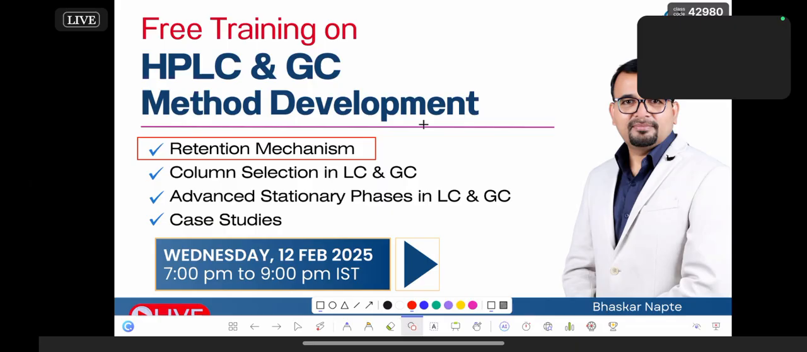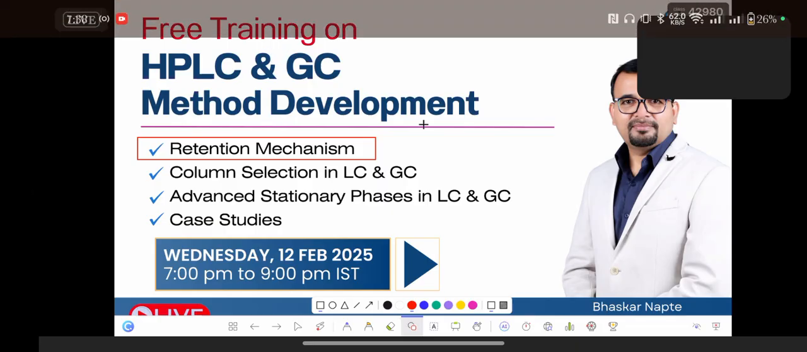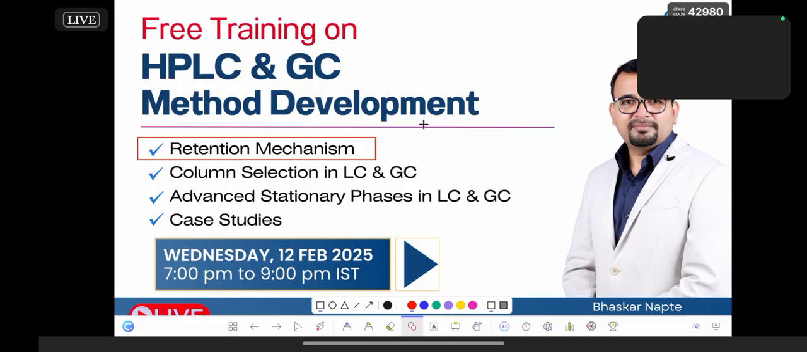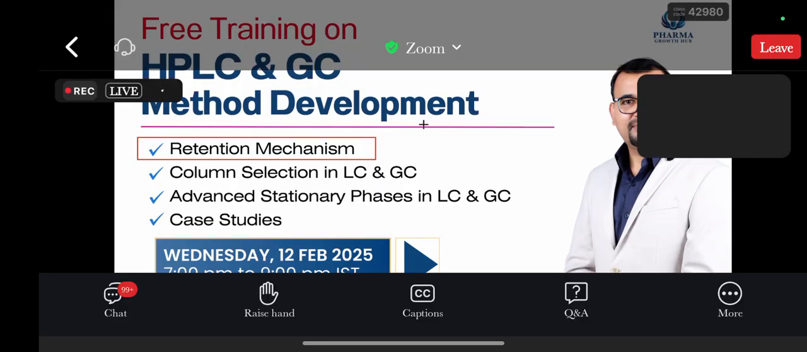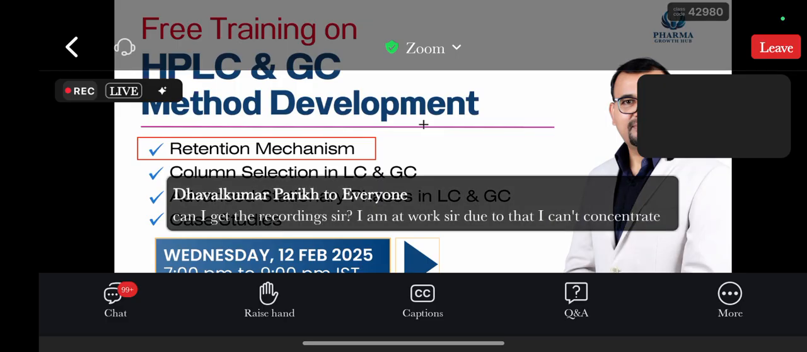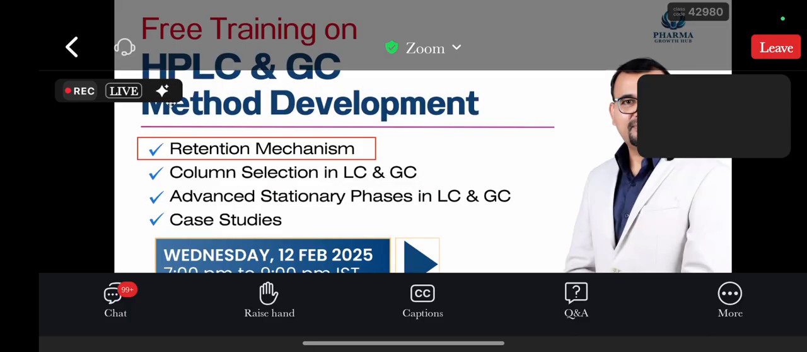Retention mechanism will give you a lot of mileage on how one can understand the elution. You will be able to predict to some extent elution order, retention time, all that based on the retention mechanism. Then the outcome, liquid chromatography and gas chromatography.